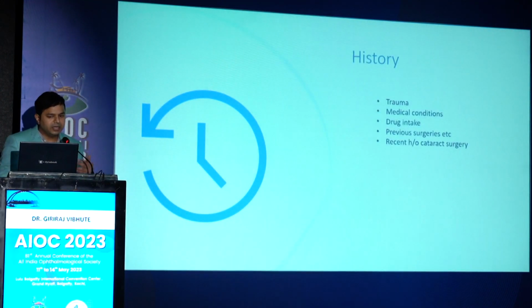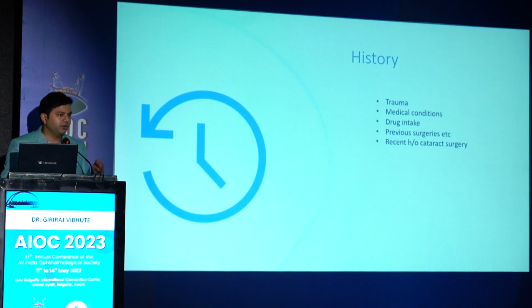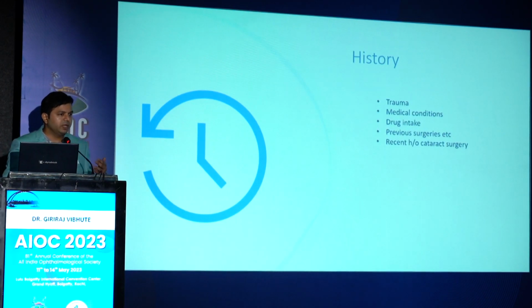So after that, definitely history is important, history of trauma. In rural population, and especially if you are taking history from women, you may have to take that in privacy because they may be afraid of telling the history of trauma in front of their relatives. Same thing applies to children also. They may be afraid to tell any history of fight in the school and all. Medical conditions, of course, most important, then history of any drug intake and history of previous surgeries.